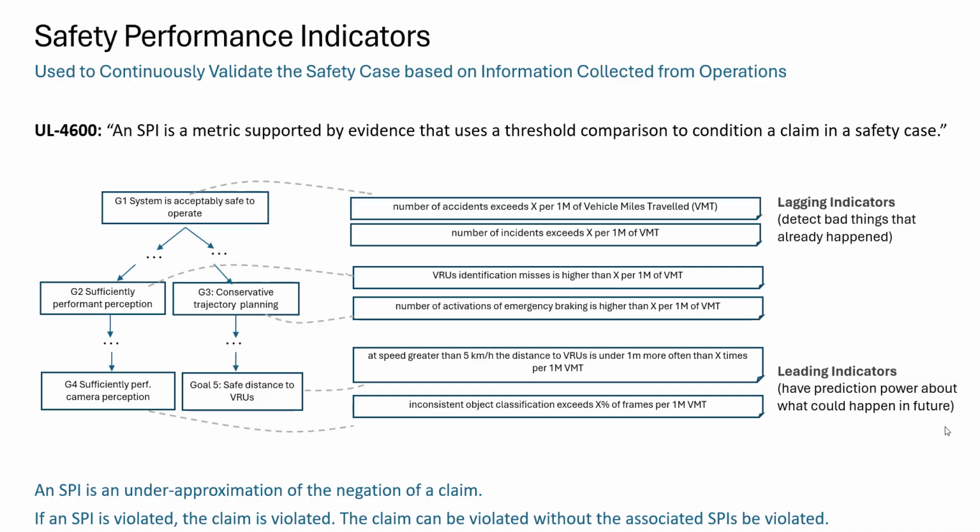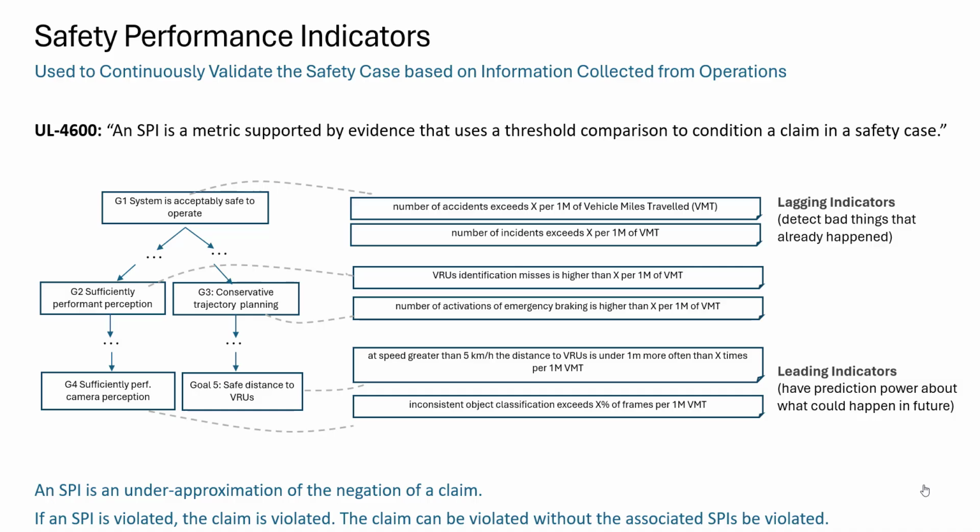To sum up, an SPI is an under-approximation of the negation of a claim. If a certain SPI is violated, then the associated claim from the safety case is invalidated. A claim can, however, be invalidated even if all SPIs associated with it are inactive. SPIs can be used to continuously check the validity of the safety case based on concrete data gathered from the system during operations.